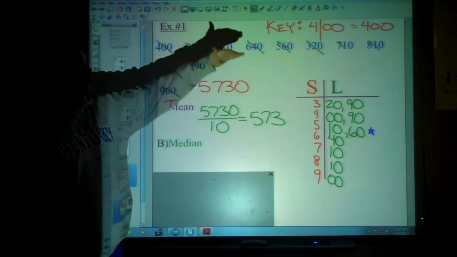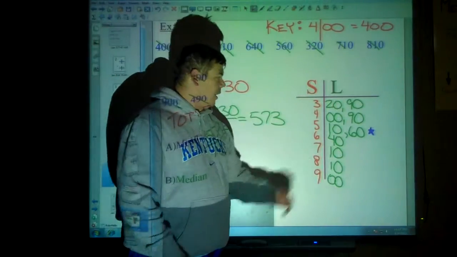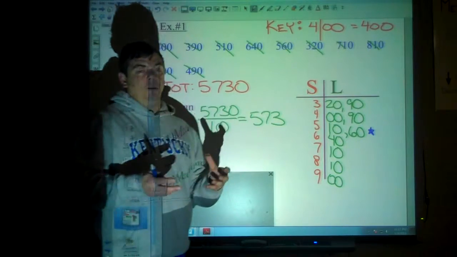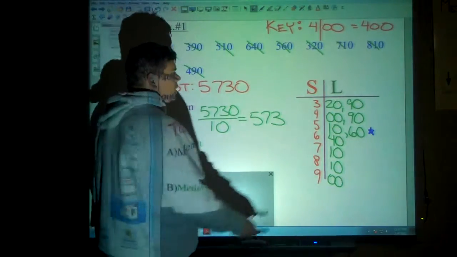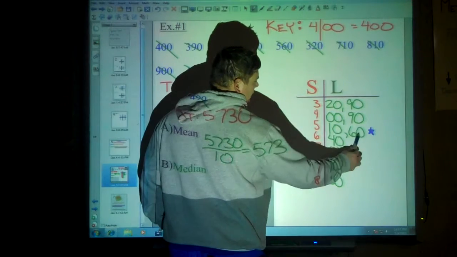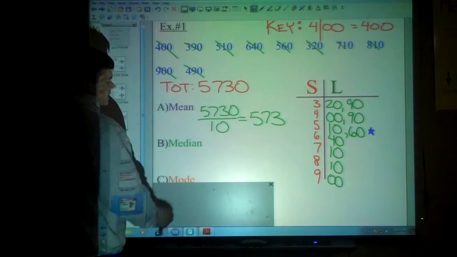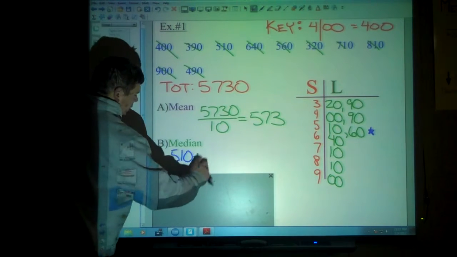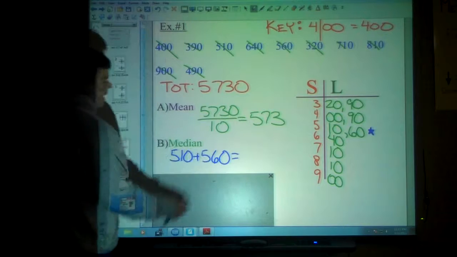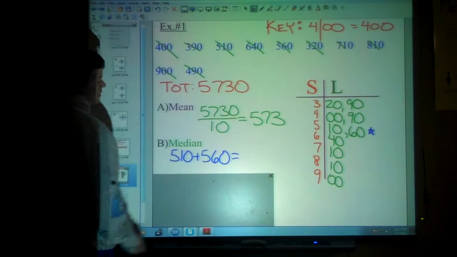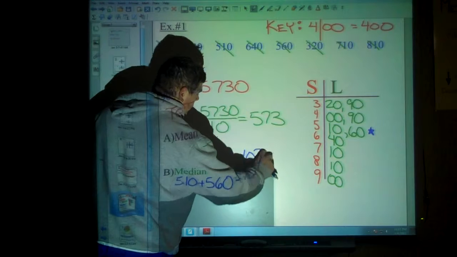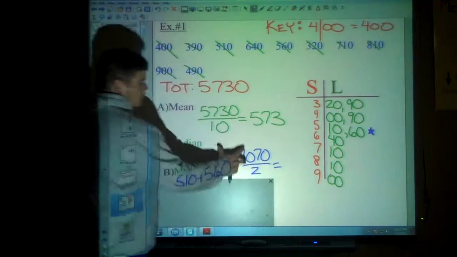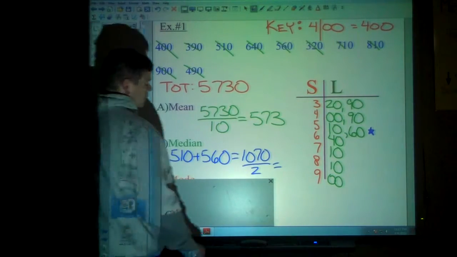The median, I have to put everything in numerical order. I've already done that. My stem and leaf plot is in numerical order. Because there are 10 values, there's going to be an even number, so I have to find the average of the two middle numbers. So 1, 2, 3, 4, 5, and there's the other one. I need to take 510 plus 560. 510 plus 560 is 1,070. And I need to divide by 2, because that is how I find the average of the two middle values. So I end up with 535.